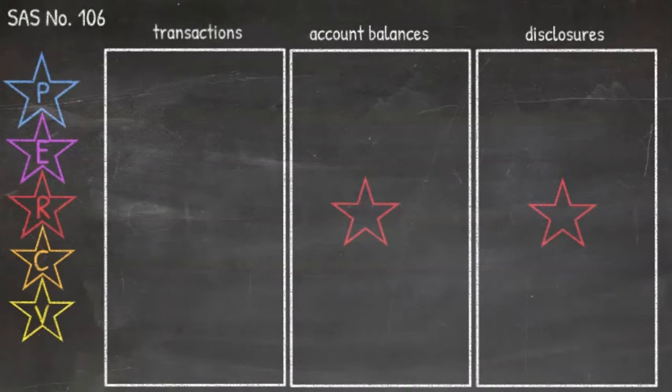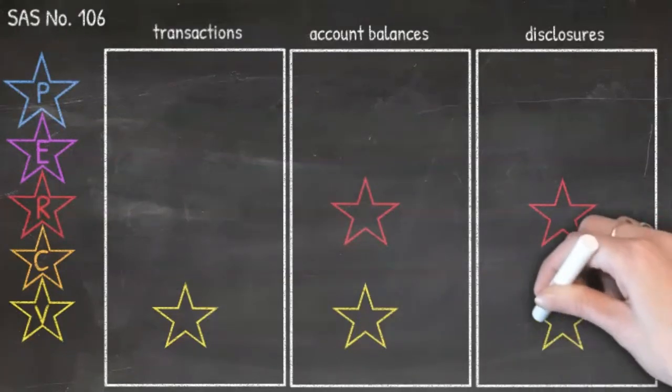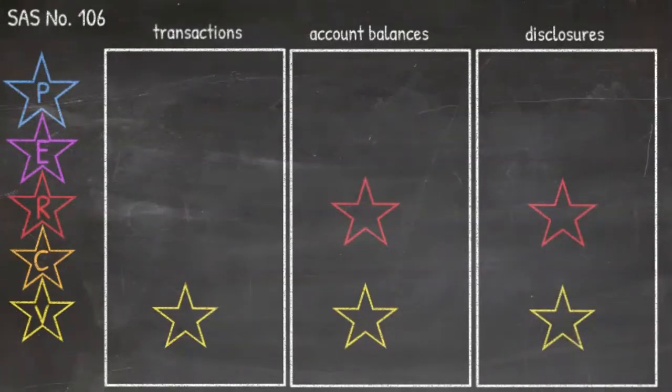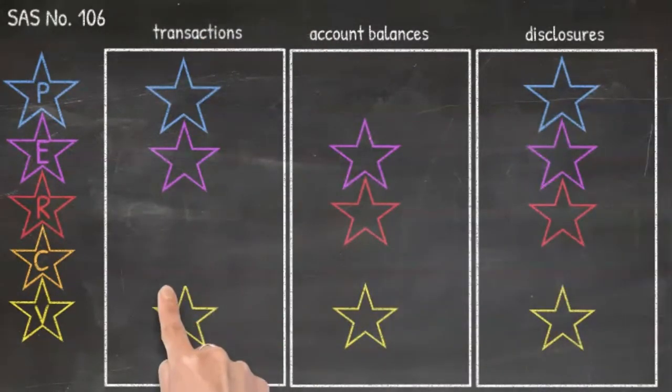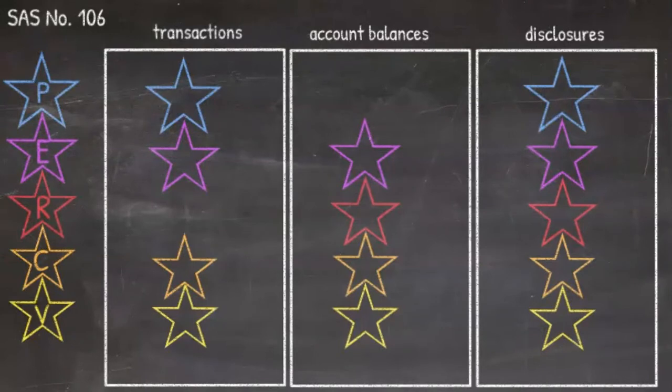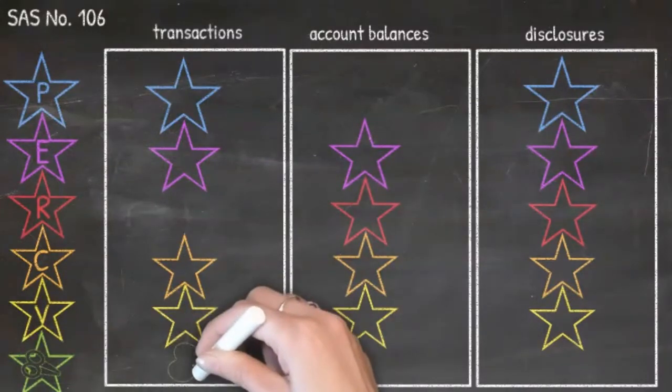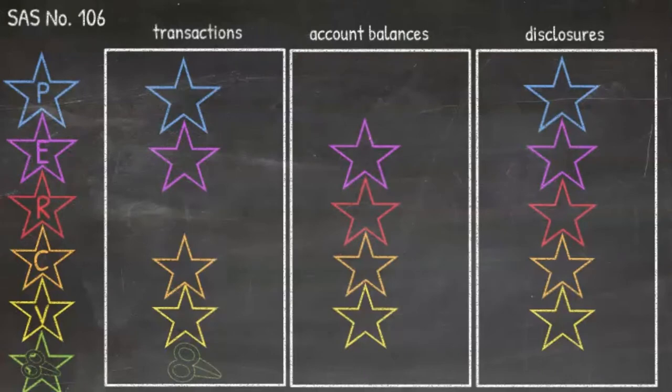Let's just take valuation. Valuation is called accuracy when we look at transactions, and valuation and allocation when we look at account balances. And then valuation and accuracy, not allocation, in the presentation and disclosure column. The standard also adds the required cutoff testing for transactions. You will need to take your time and study the patterns in these classifications.